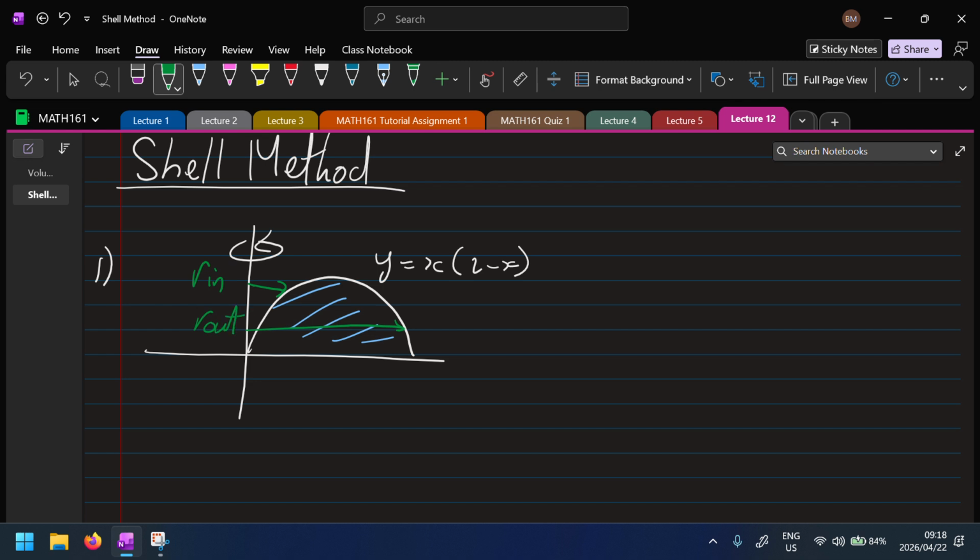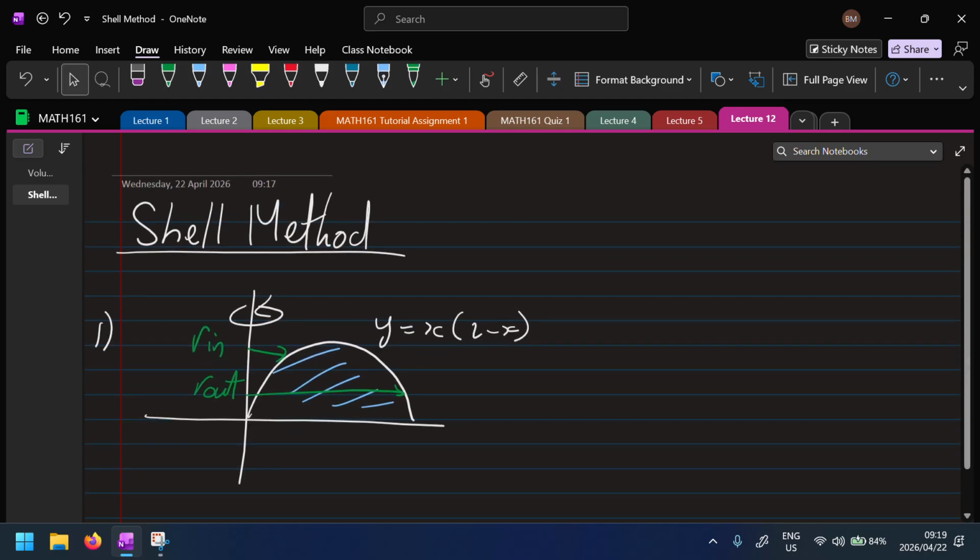Okay. But remember, those distances are the x values. But here we have y as a function of x, and we want to solve for x. That's going to be a little bit difficult to do, right? Because we have to invert it to solve for x.